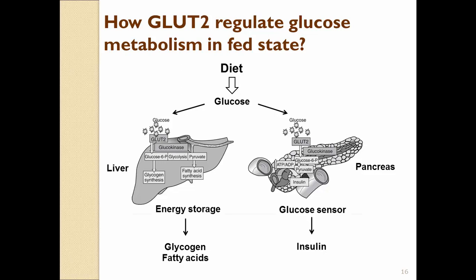So, any questions? Yes. What do you mean when you say glucose sensor? When the glucose level goes up, the beta cell will take up a lot of glucose and become active to make insulin. So that's only the pancreas, not the liver? No, not the liver. Okay.